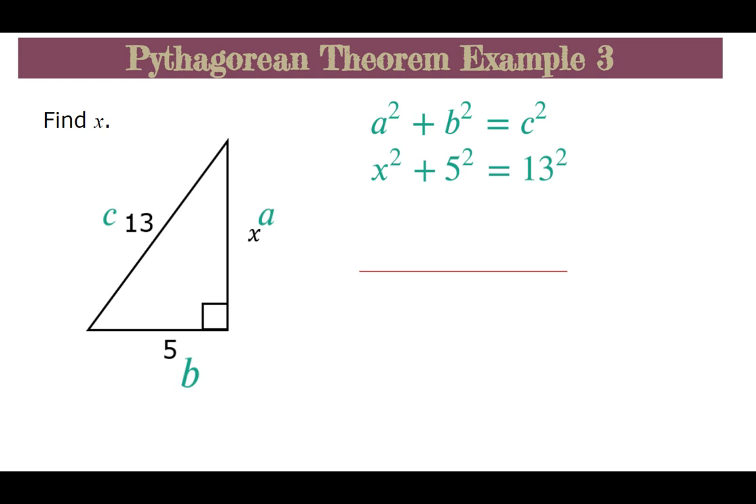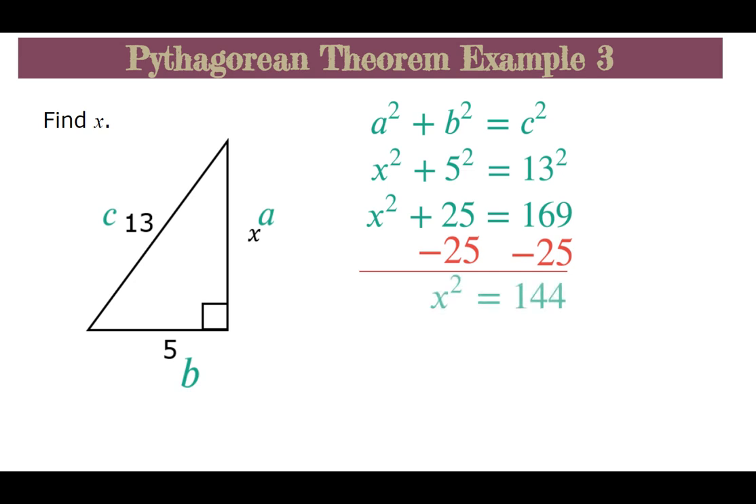Now 5 squared is 25, 13 squared. If you're not sure, you can always use your calculator. Like here, if I say 5 squared is 25, 13 squared is 169. So we can replace those in our equation. So I have x squared plus 25 is equal to 169. Again, to get x by itself, we're going to subtract that constant. So subtract 25 from both sides of our equation. So we'll have x squared is equal to 144.